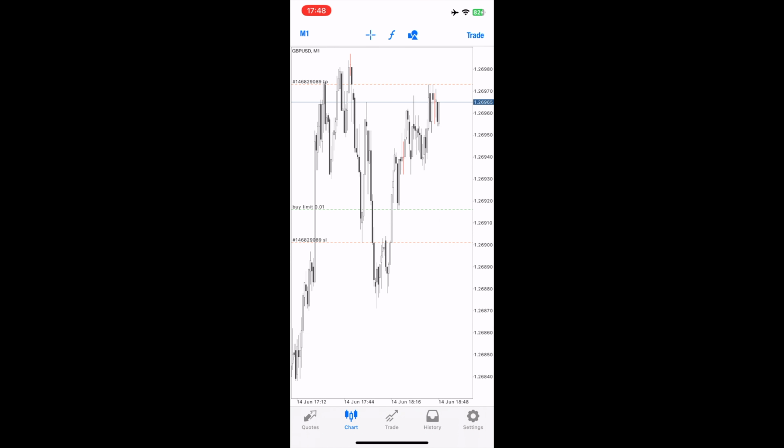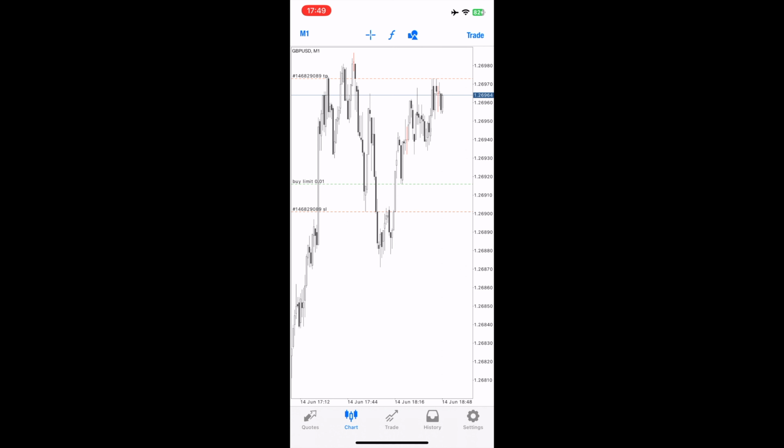So this is a buy limit. I'm believing that price is going to sell down. And when it sells down to this area, it should activate me. And then I want it to reject from there. So I have set this limit already.